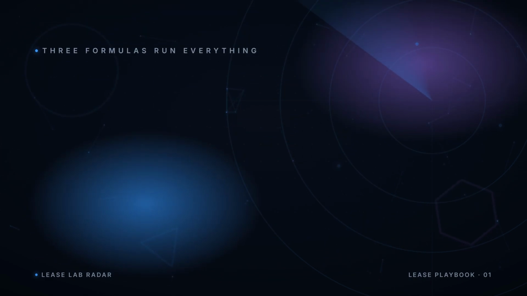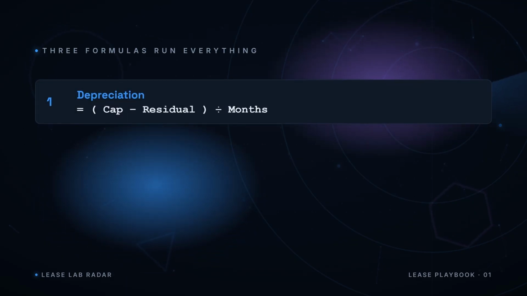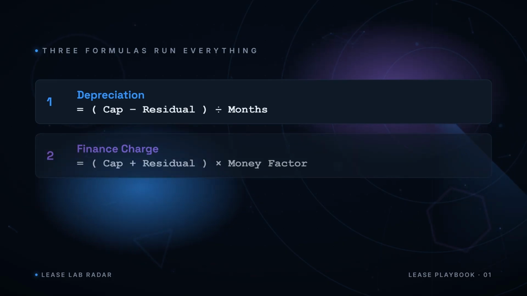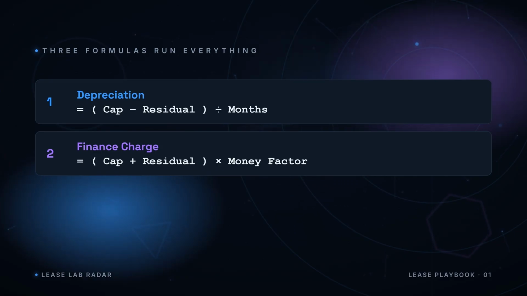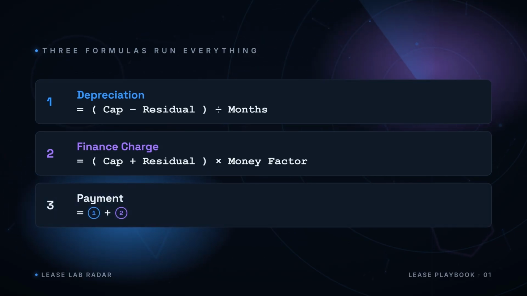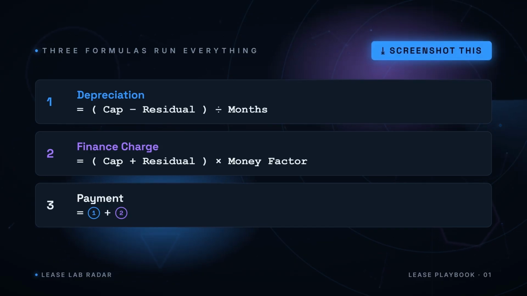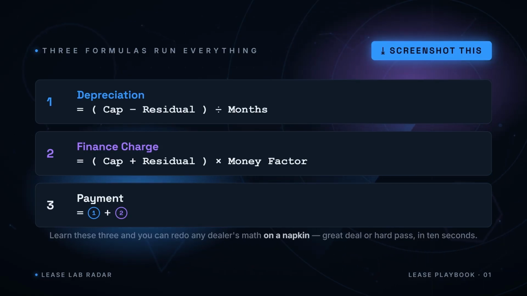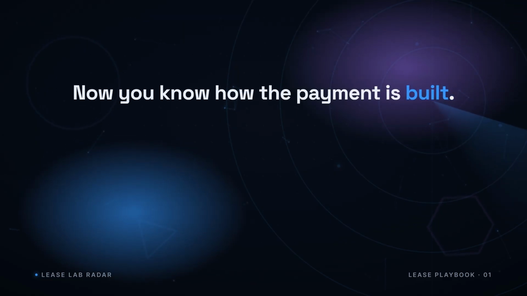3 formulas run everything. Depreciation equals cap cost minus residual over the months. Finance charge equals cap cost plus residual times the money factor. Payment is the 2 added up. Screenshot this. Learn these 3, and you can walk into any dealership, redo their math on a napkin, and know in 10 seconds whether the payment is a great deal or a hard pass. That's the whole engine. Now you know how the payment is built.